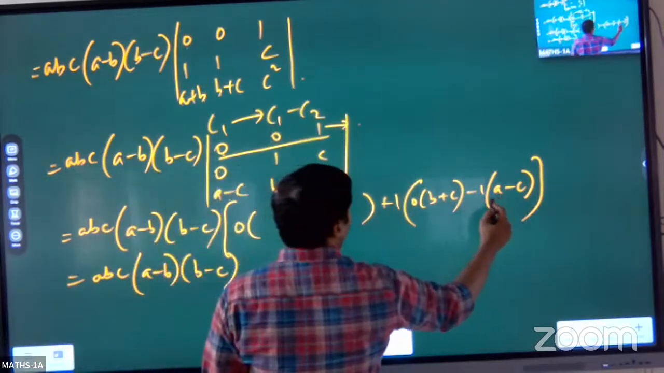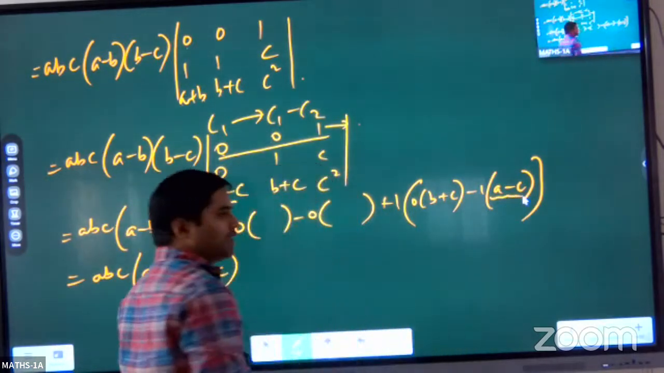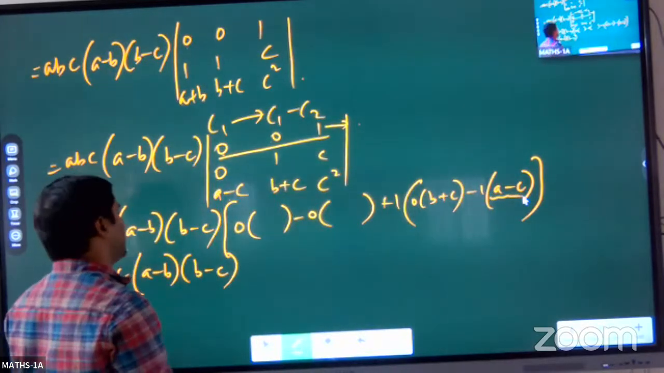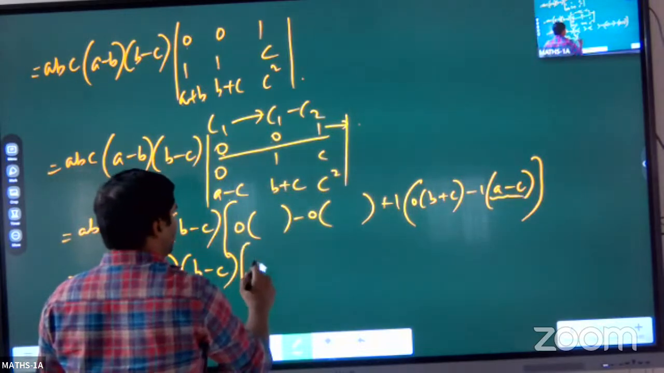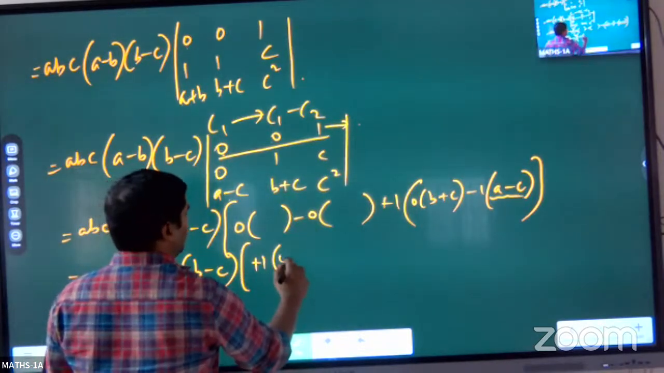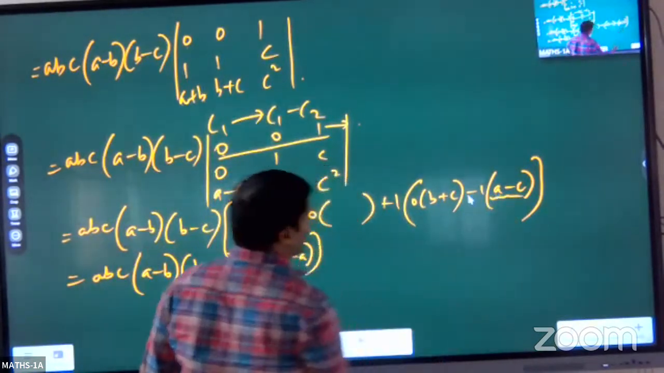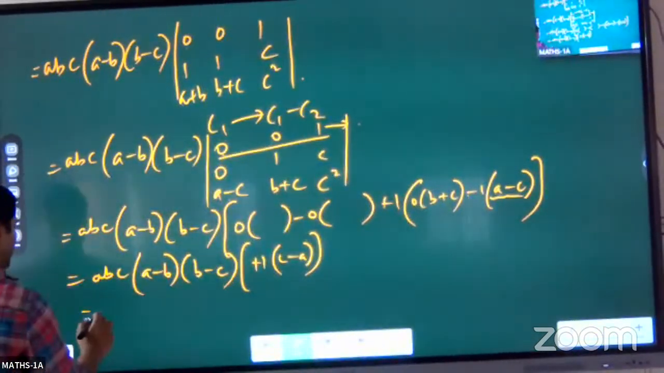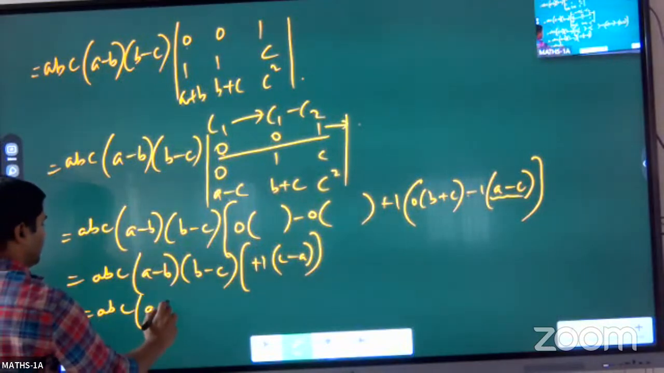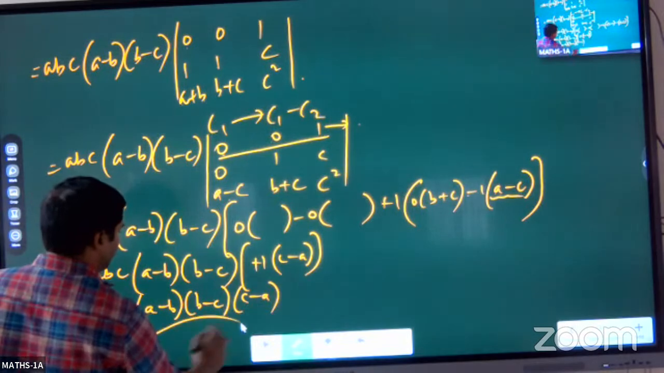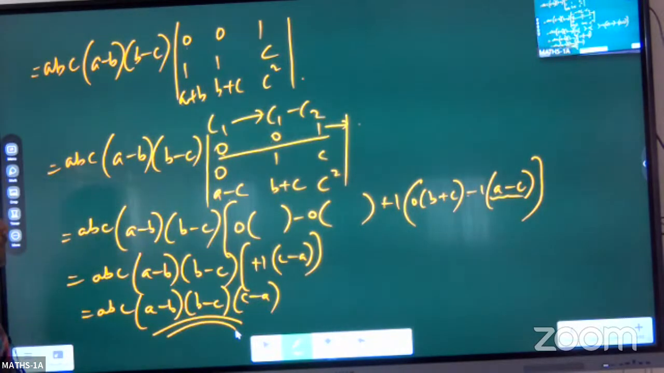Here I am going to take minus common because in your question, the RHS is asking for c minus a. So take minus common there. So that is plus 1 into c minus a. I took minus common, or you multiply inside, whatever. That is nothing but a minus b, b minus c, c minus a. That is the thing what is asked there. I hope you understood, right?